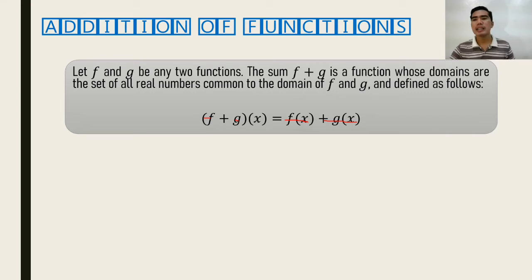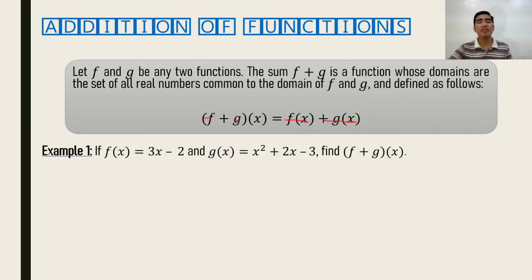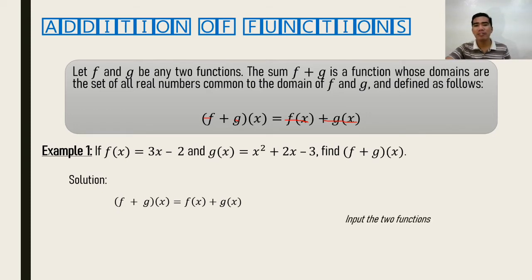Okay? Sige, example. If we have f of x is equal to 3x minus 2 and g of x is equal to x squared plus 2x minus 3, find f plus g of x. Okay. Yung gagawin lang natin is we will use the formula. We have f plus g of x is equal to f of x plus g of x. So ano yung value nating f of x? So i-input natin ito. We have 3x minus 2, kaya 3x minus 2 dito na side, plus the value of our g of x, we have x squared plus 2x minus 3. So that's why ganyan.